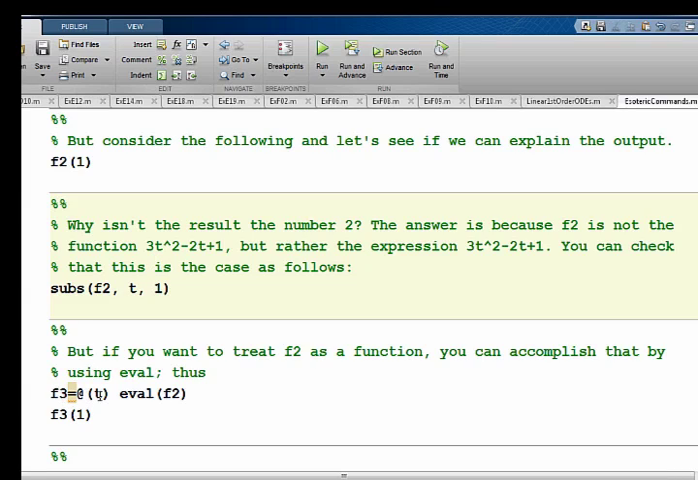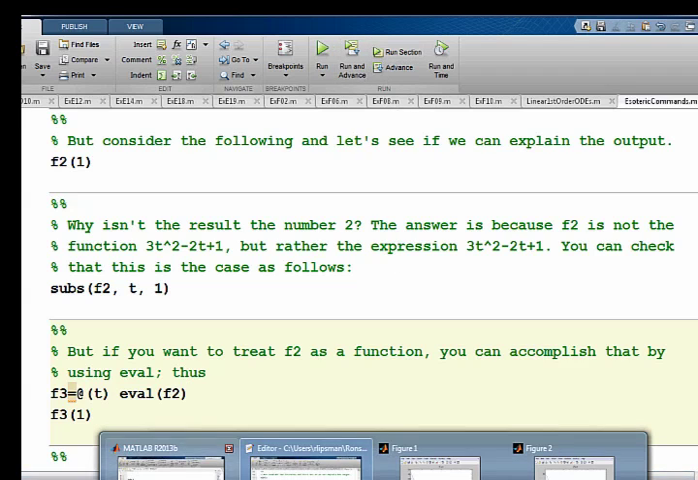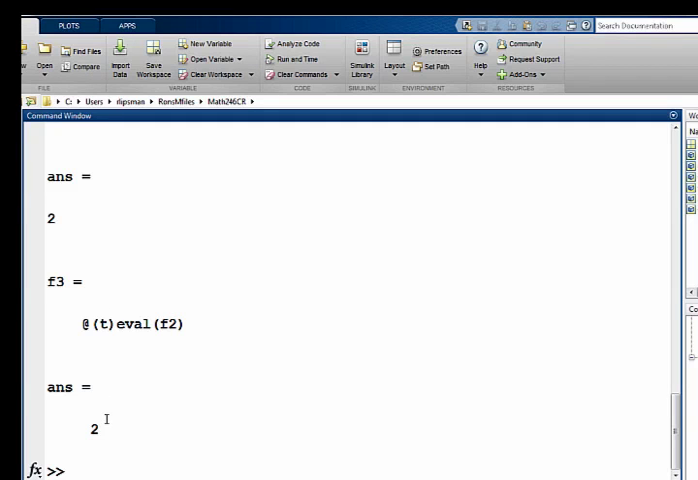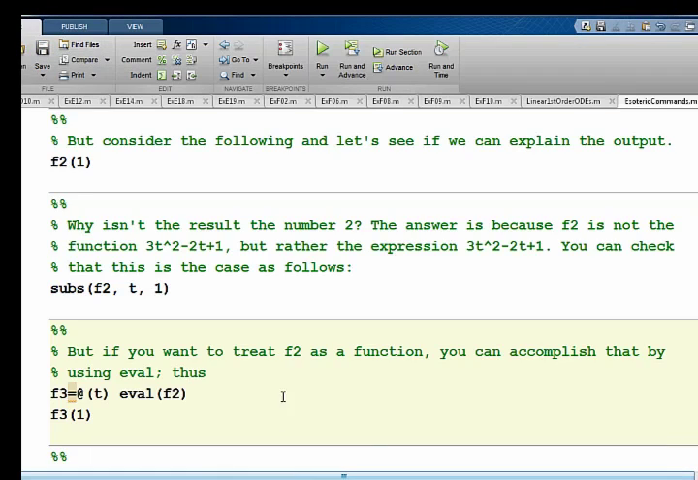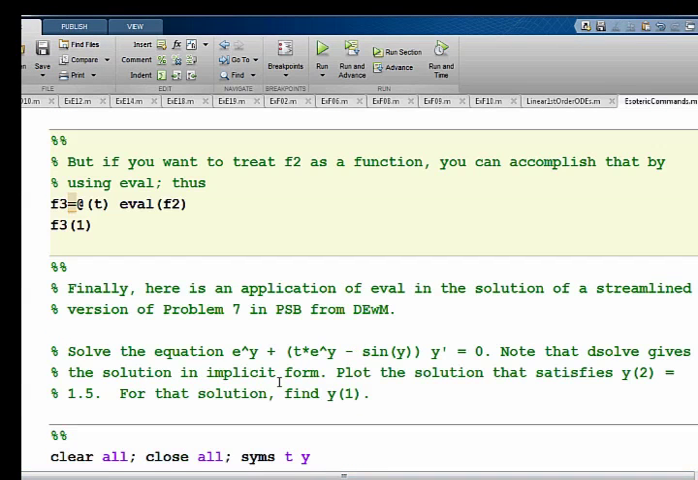So here's f3 defined to be the same as f2 but evaluated, and then you'll see what happens when we evaluate that function at 1. Looking in the MATLAB window, there it is. We get the right answer. So that's the way eval is typically used. It's often used in little programs, but let's give it an application. So I'm going to use it to consider a streamlined version of problem 7 in problem set B from DOOM.